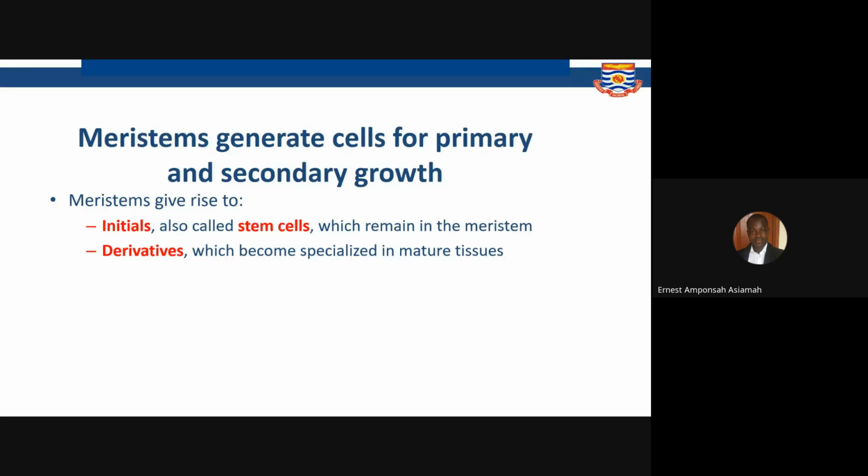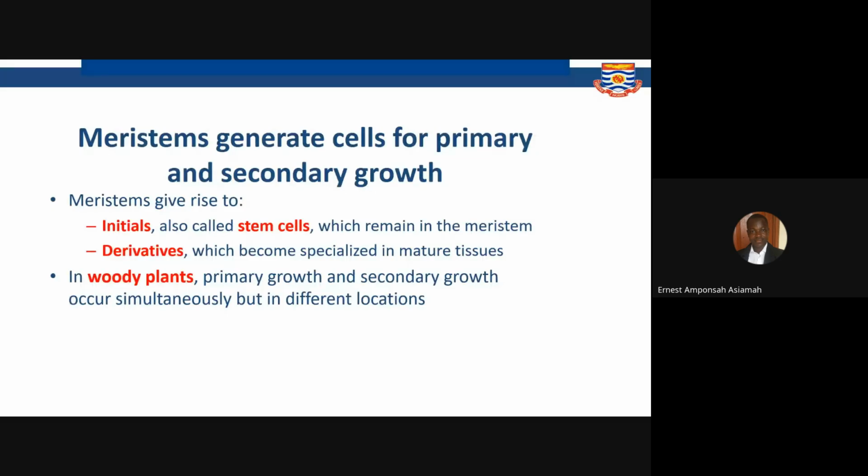They will stay there, so that every time they will be dividing and deriving the other parts of the cells. Then we have the derivatives, which are after the division. Those are the cells that are committed to forming the different parts of the plants.